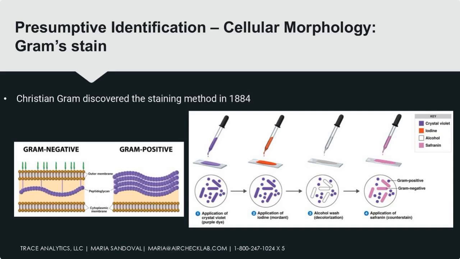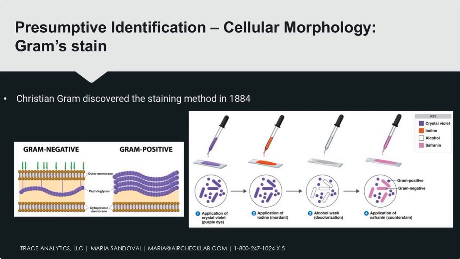Presumptive identification is something that uses your naked eye to look at the morphology of something or a color reaction. Christian Gram discovered this staining method in 1884. That's why it's called Gram's stain. And basically it's using four different reagents to color the cell wall of the bacteria. Not all bacteria can be done like this. Those that cannot are called indeterminate.